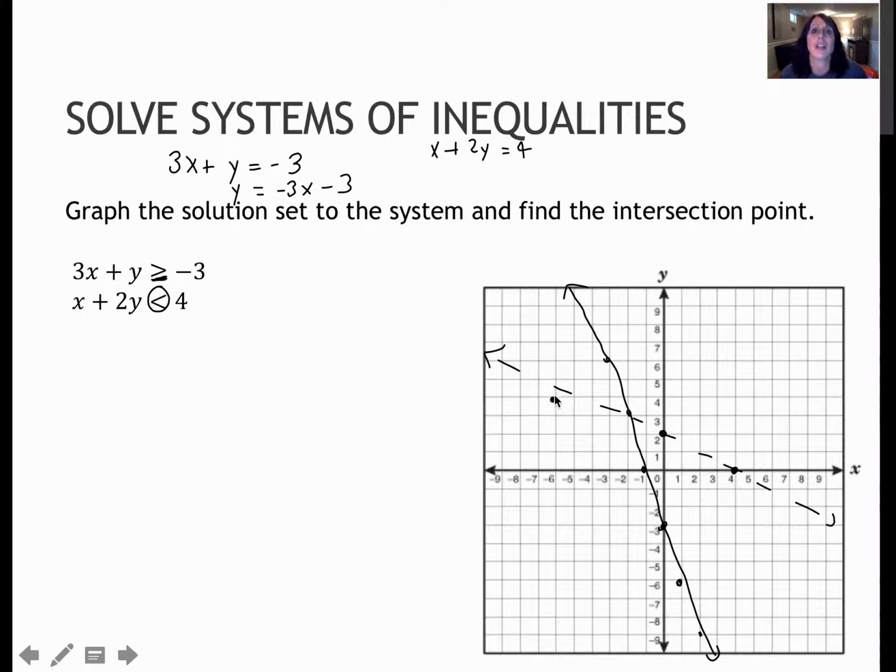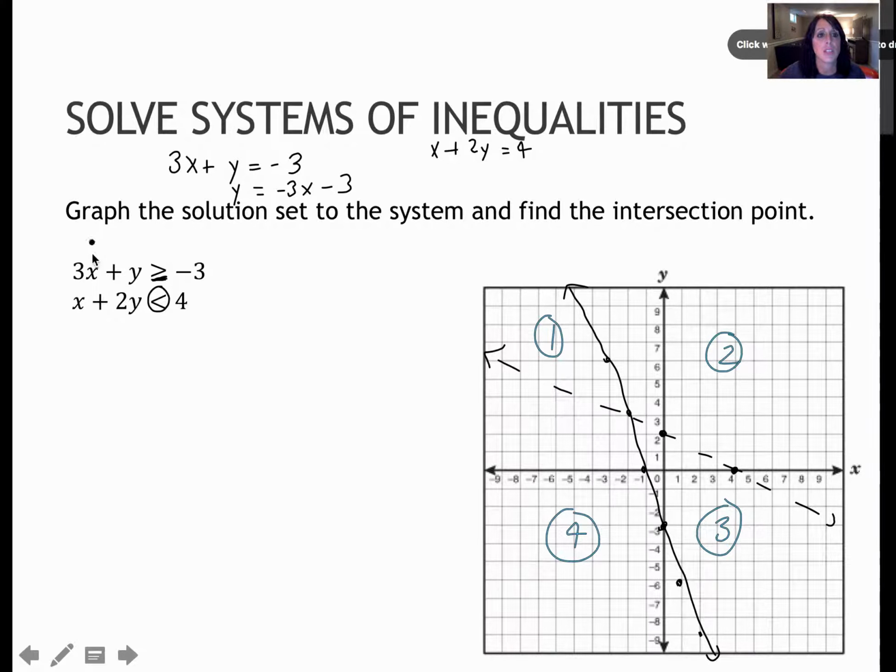So now I have my two lines, but I'm graphing a system of inequalities, which means that I need to have some shading. As we can see, there are actually 4 different regions here: 1, 2, 3, 4. And what I'm trying to do is find which of those 4 regions would be shaded for both of these inequalities.